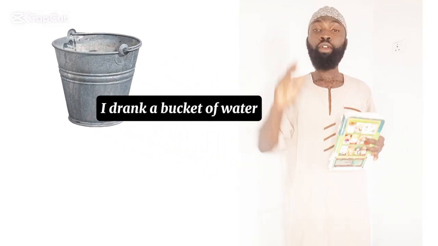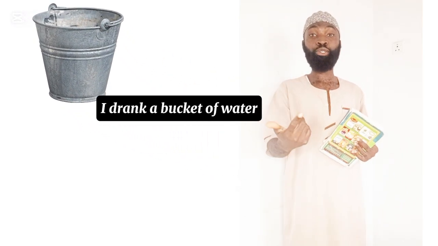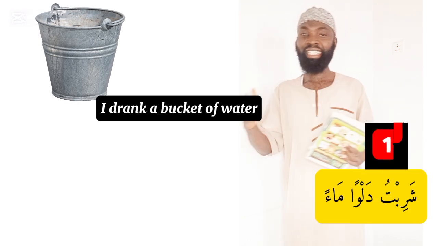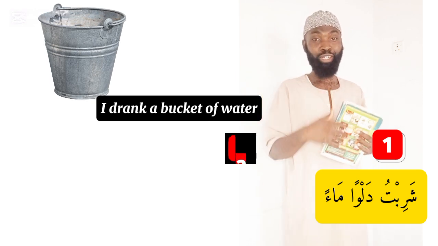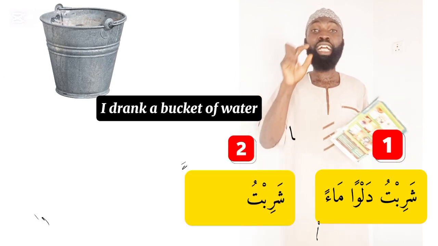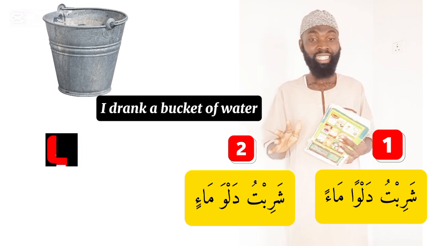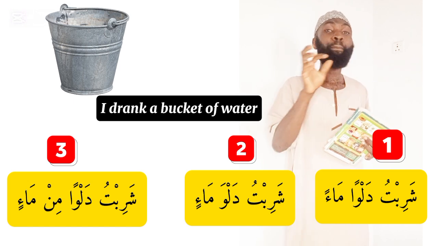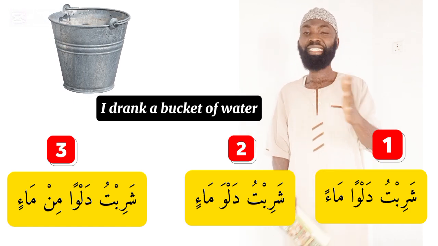I drank a bucket of water. This in Arabic would translate to Sharibtu dalwan ma'an. This sentence, I can say it in two other ways. The first one, I can simply say Sharibtu dalwa ma'in. Look at the difference. And the second way, I can say Sharibtu dalwan min ma'in. All of these three ways would mean the same thing.